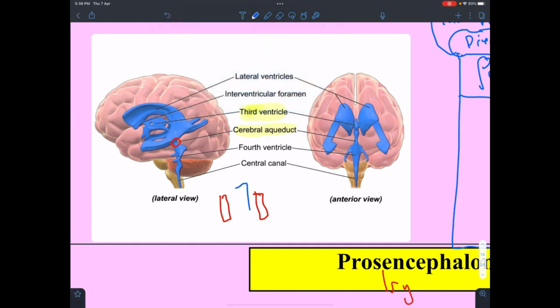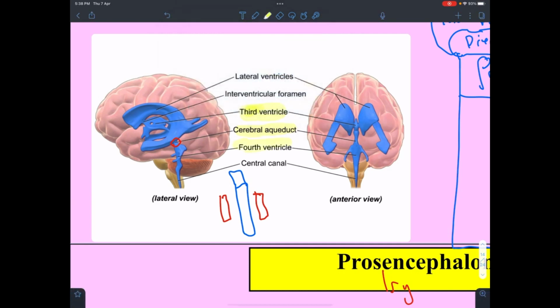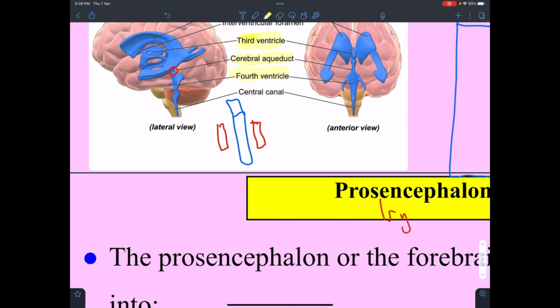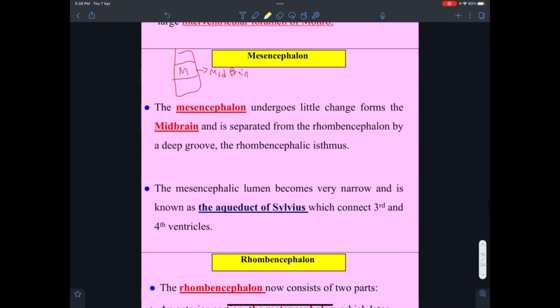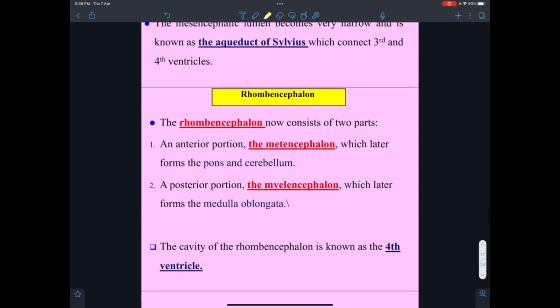It was collecting basically CSF right here from the third ventricle and carrying it to the next ventricle, which is the fourth ventricle, all right? So this is known as the cerebral aqueduct or aqueduct of Sylvius, the same thing. So the mesencephalic lumen becomes very narrow and is going to become known as the aqueduct of Sylvius, which connects the third with the fourth ventricle. That's the point of this sentence right here, so we should know about it as well. So we finished the mesencephalon. Let's look at the rhombencephalon.